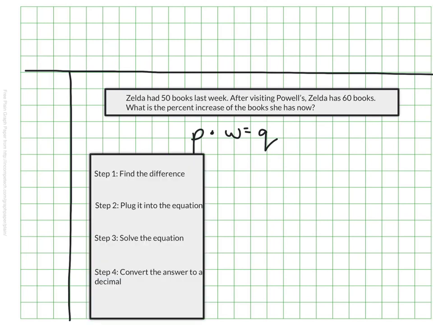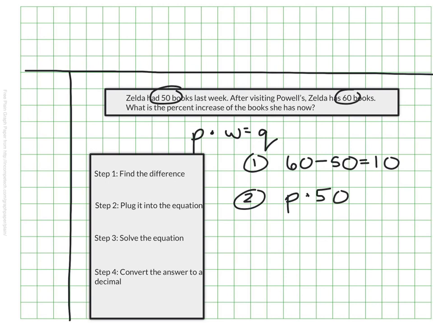And that is that we need to first find the difference between what she had before and what she has now. So she had 50 books before, and now she has 60. So step one, we find the difference. That's a difference of 10 books. Step two, what we don't know is the percentage, right? We are looking for the percentage increase, but we know that the whole number she started with was 50. And we know that the quantity that represents the difference is 10.